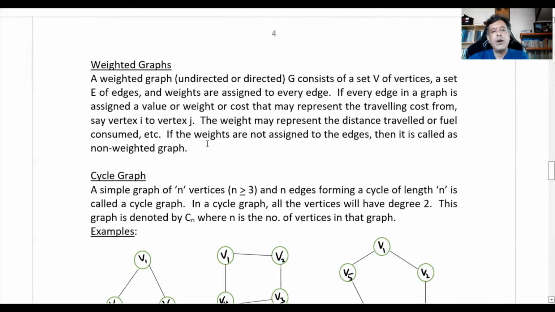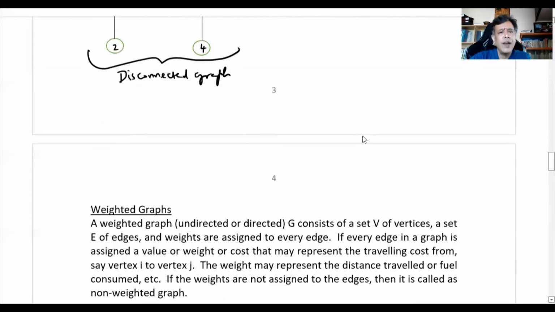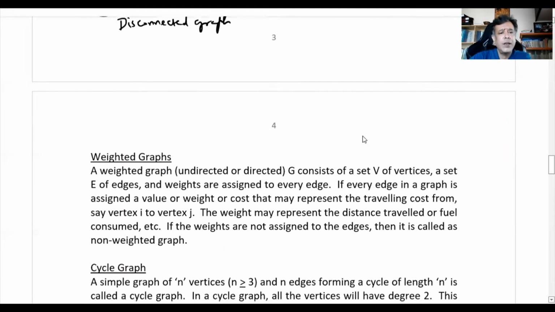If the weights are not assigned to the edges, then it is called a non-weighted graph. So that is what it is. So whether you assign some numbers as weights, then you call it a weighted graph. Otherwise, it is a non-weighted graph. Till now, whatever we had seen are all non-weighted graphs.